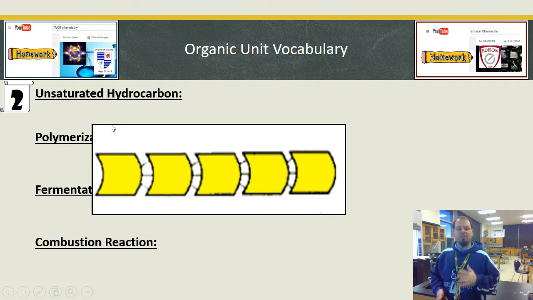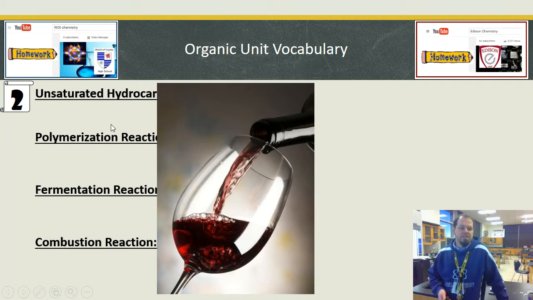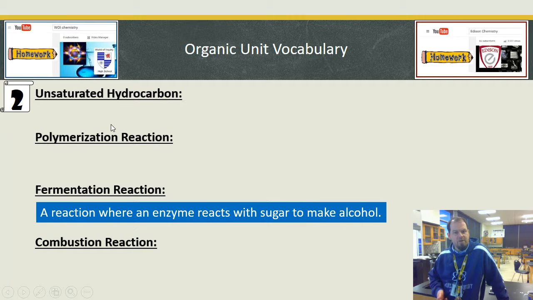Polymerization. Notice there's many of the same thing. This is a reaction that links many monomers together to make a large chain. So a monomer is any one single piece that is repeated over and over and over again. Kodak was really good at making polymerization reactions. Fermentation. This is the creation of alcohol. So a reaction where an enzyme reacts with sugar to make alcohol. So alcohol will be the key product in any fermentation reaction, and probably carbon dioxide too.